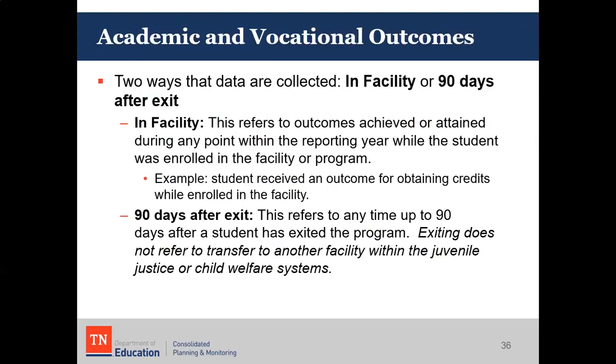Okay, and it's important to note that exiting does not refer to transfer to another facility within the juvenile justice or child welfare system. So if you have a student that goes from your facility into a juvenile detention center or to another residential facility, then you would not follow that student. But for many students, they're going home, they're going back into their communities, and so we need to follow them and ask those questions about the follow-up outcomes to see how they have done. So we want to see, when they went back to their high school, did they get a high school credit? Did they graduate? Did they get employment?